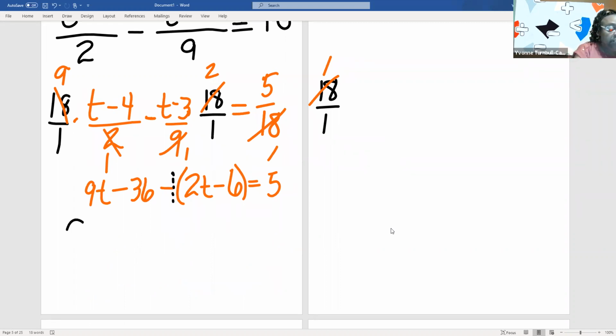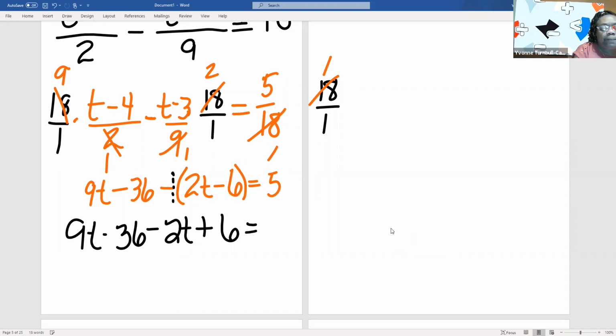So we have 9t minus 36 minus 2t plus 6 equals 5. Why? Because this subtraction sign is right here. And this minus sign is right here. But because it's an expression, it's placed in parentheses, telling us that there's a negative 1 out front, so we need to distribute. Now we're going to combine like terms.